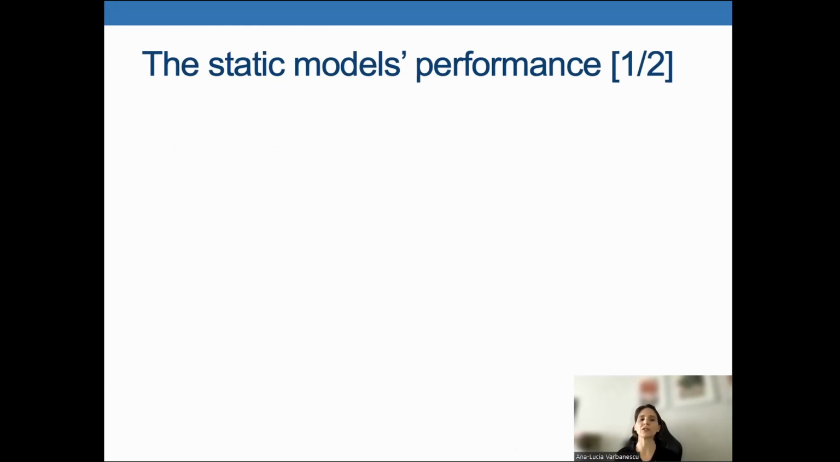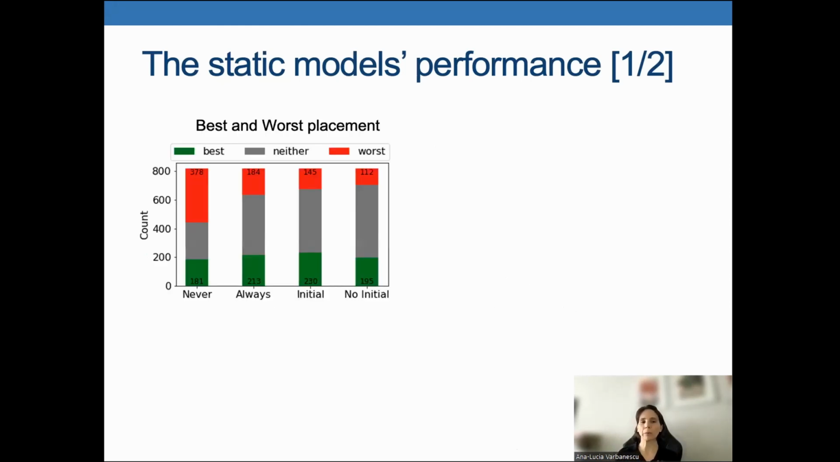So this is again for the static models. What we see here is, for the different strategies, the total number of graphs and the count of the cases in which this particular trimming strategy, namely never, always, initial or no initial, wins, loses, and gets stuck in the middle. So again, what you observe, pretty much like in the previous discussion, is that different graphs would fit different strategies for trimming.